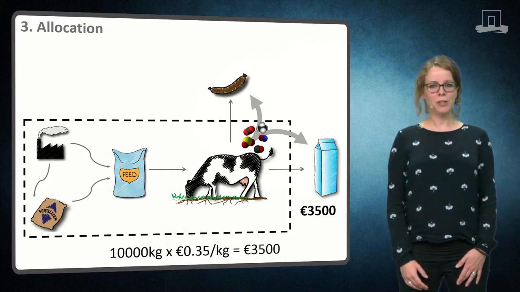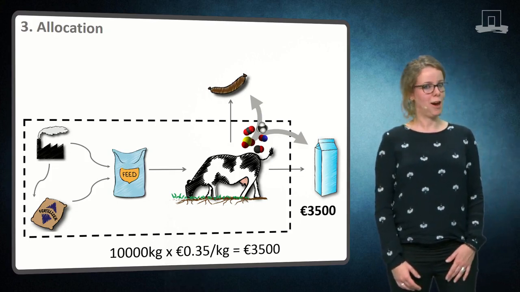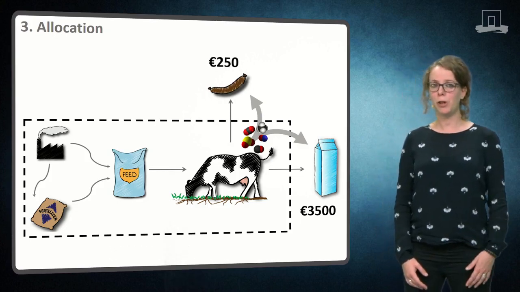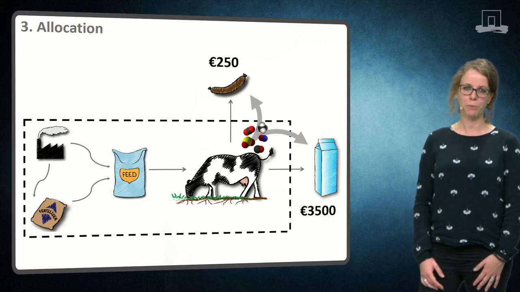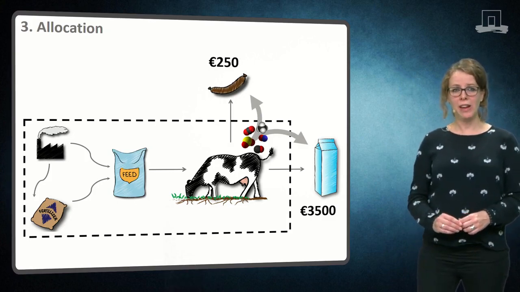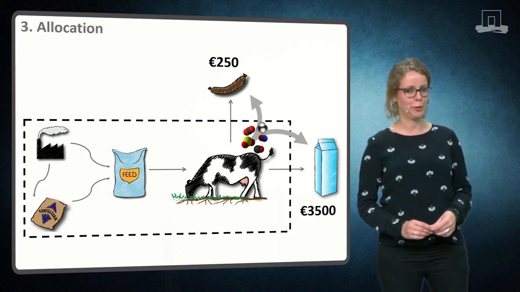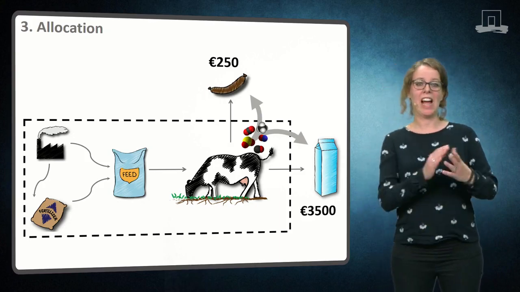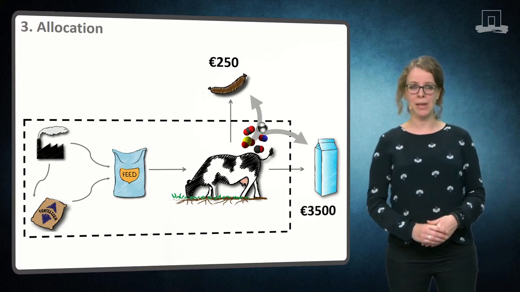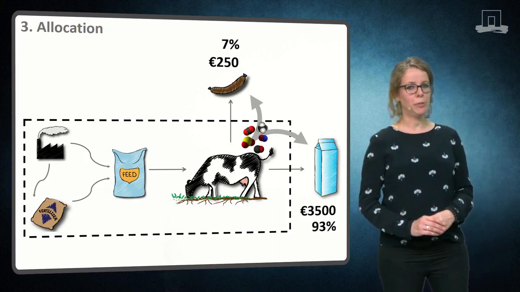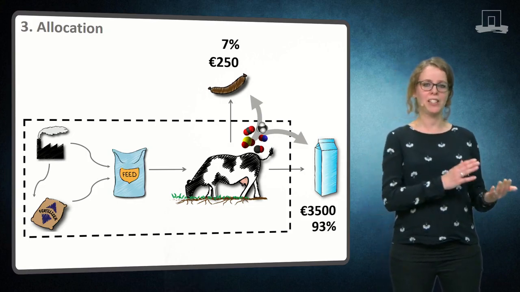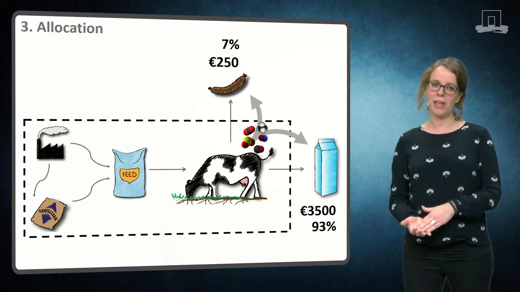The culling of cows and calves on that farm results in an additional revenue of about 250 euros per cow. So the total revenue per cow adds up to 3,750 euros per year, of which 93% is related to selling milk and 7% to selling meat. Based on economic allocation, 93% of the in and outputs will be allocated to milk and 7% will be allocated to meat.